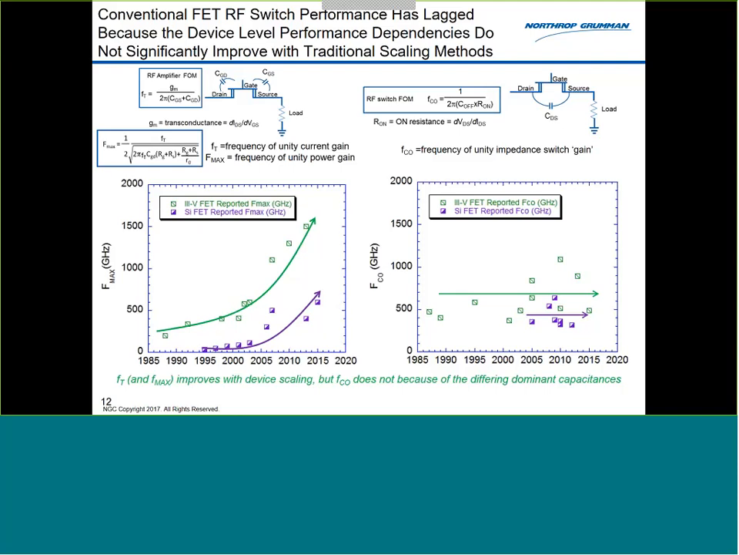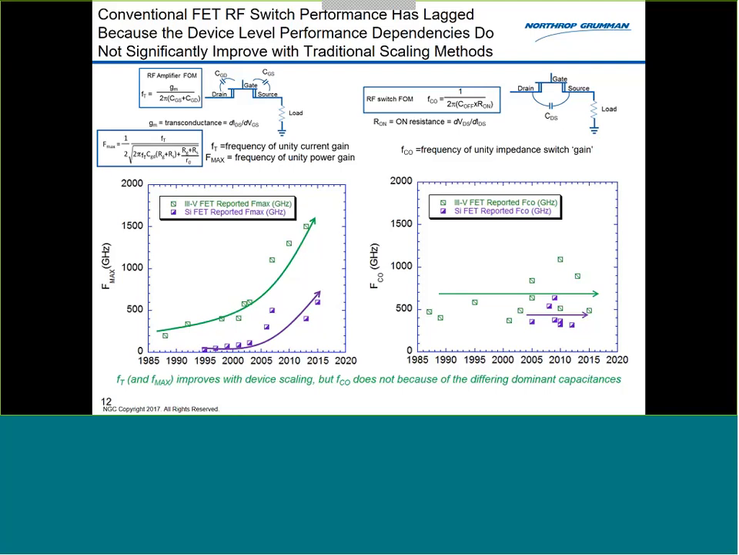There have been some improvements, but I can find in the very first FET RF switch papers published in the 80s, when people first started experimenting with GaAs MESFET switches, FC0 is around 500 gigahertz. And if I look in the literature today on the latest GaN RF switch, I'm going to find FC0 is around 500 gigahertz. And so there's this shocking dichotomy between these two.